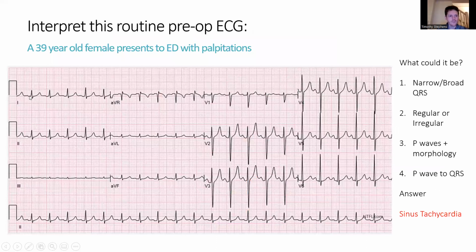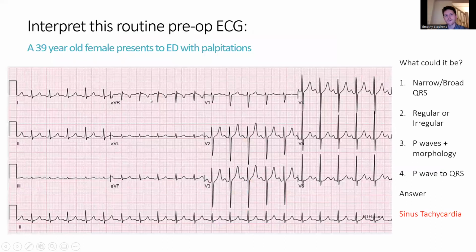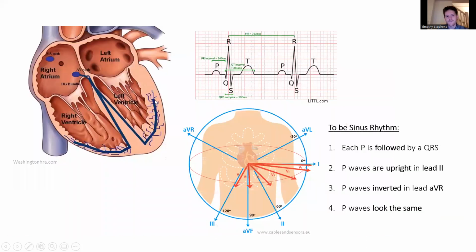So in lead 1, it's positive, and lead 2, it's positive. Similarly, another big thing is that if it's moving away from lead AVR here, so this signal is moving away from that lead and therefore should be negative. So if you're looking at your P waves, they should be negative in AVR. And that also indicates that this is sinus.